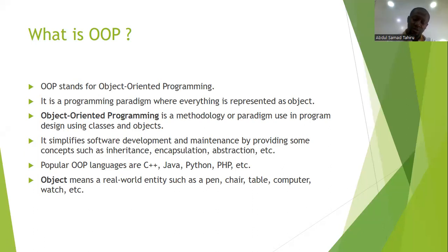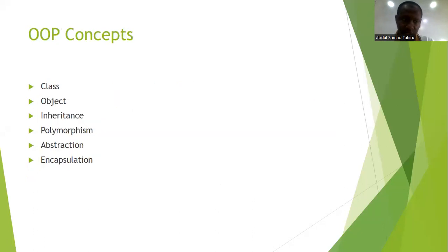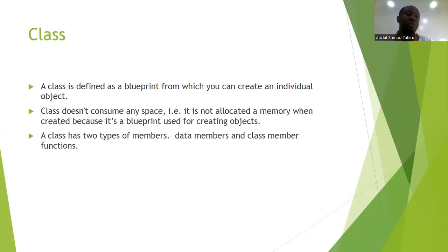So now, how do you model these objects? We make use of classes and objects. Classes to create the objects. So now, what is a class? These are the key concepts in OOP: the class, object, inheritance, polymorphism, abstraction, and encapsulation. Now, what is a class?